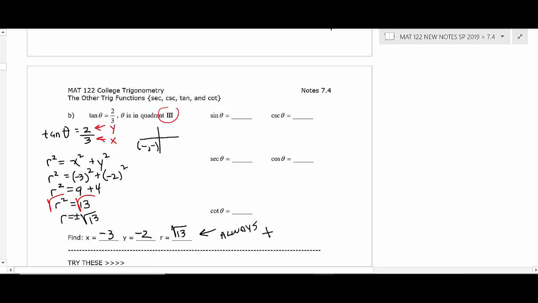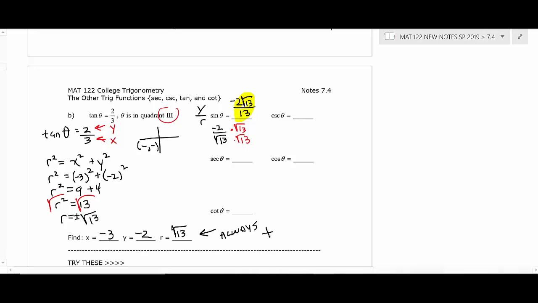So now to get the remaining five trig functions, you just have to know your definitions. So the sine is y over r. So y is negative 2, r is root 13, and you want to, of course, rationalize that denominator, which I'm okay if you do that in your head. So you would end up with the answer, negative 2 root 13 all over 13. So that's the value of the sine.